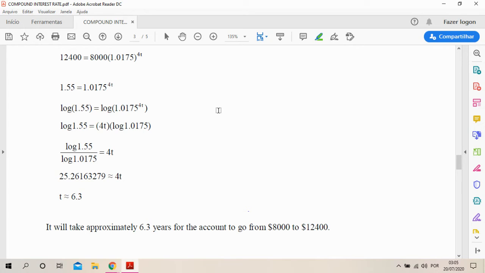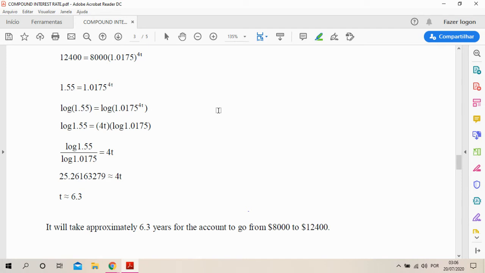12,400 is going to be equal to 8,000 multiplying 1.0175 raised to the power of 4t. So 1.55 is equal to 1.0175 raised to the 4t.